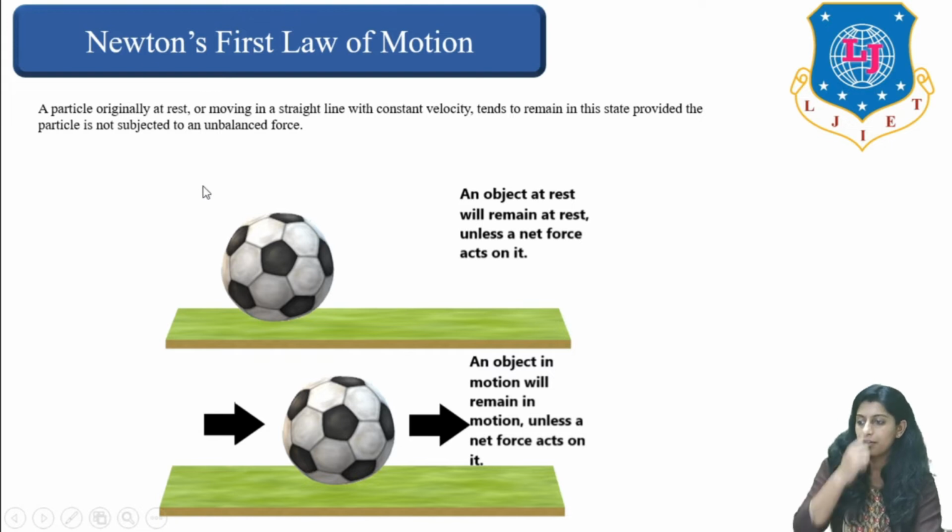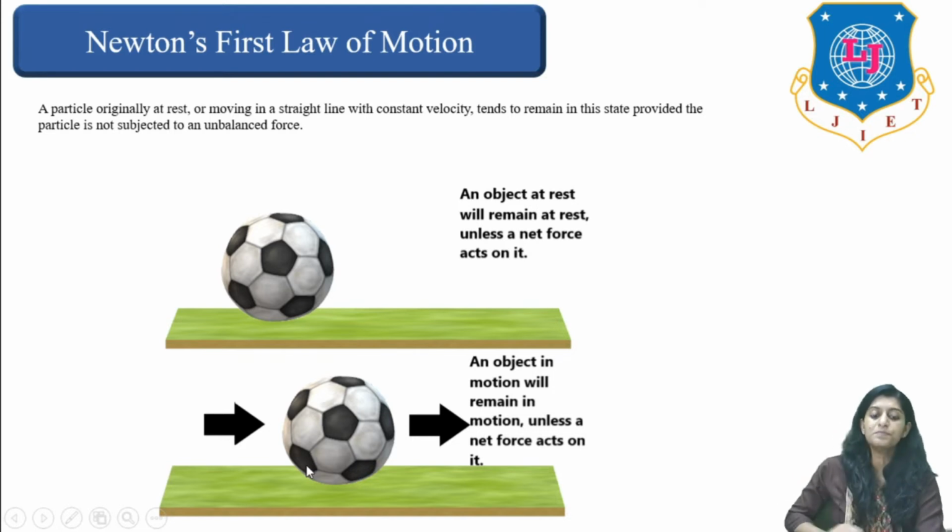So if you can see here, we have 2 different pictures. One is a football which is kept on the ground and the other football is in motion. So a football which is kept on the ground will remain on the ground until and unless there is some external force or some unbalanced force experienced by this particular football. So an object at rest will remain at rest unless a net force acts on it. Clear?